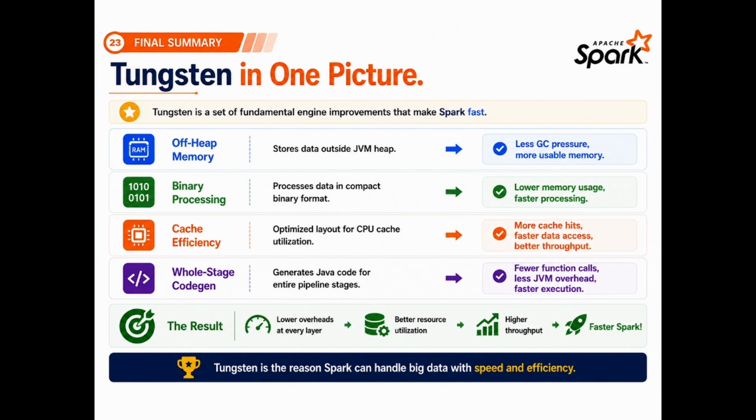The engineers who understand this level of Spark internals are the ones who get promoted, who debug the hard problems, and who confidently walk into any data engineering interview.